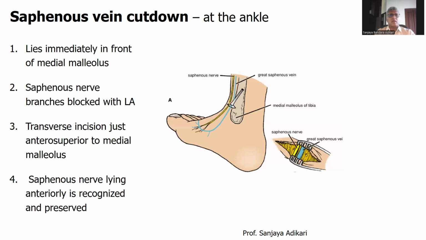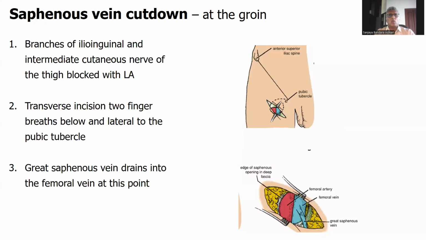And the great saphenous vein can be cut at the ankle, or it can be cut close to the saphenofemoral junction. When you do a saphenous vein cut down close to the saphenofemoral junction, the measurement you take is 2 fingerbreadths below and lateral to the pubic tubercle. So that is another point, and you are basically blocking the cutaneous branches of the ilioinguinal nerve when you block this. That information is not necessary. You just give local anesthesia and block it.